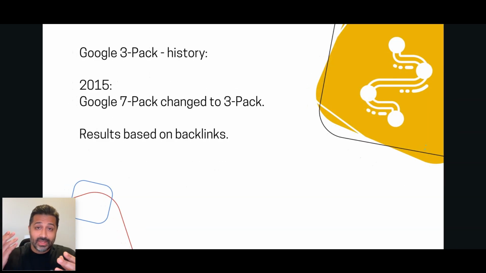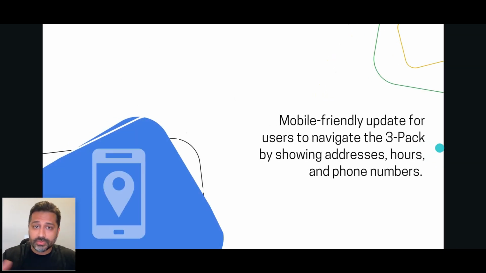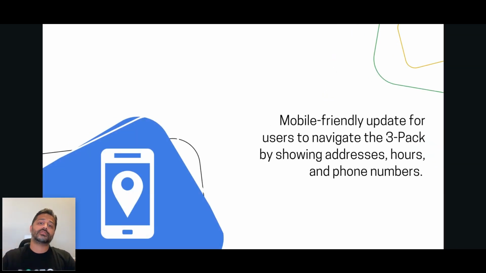Now, the Google 3-pack has undergone several major updates over time. Back in 2015, the Google 7-pack was converted into the 3-pack. And this update also placed more of an emphasis on backlinks. So this meant the highest ranking local practices in the 3-pack often had the most number of high authority websites linking back to them. Another major update was how information got displayed in the searches, making it easier for mobile users to navigate the 3-pack while sharing details like address and practice hours instead of only showing the phone numbers.